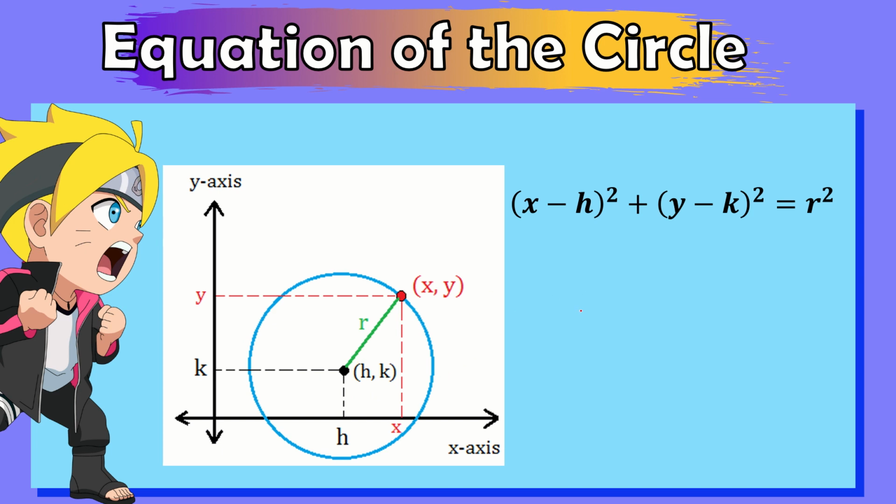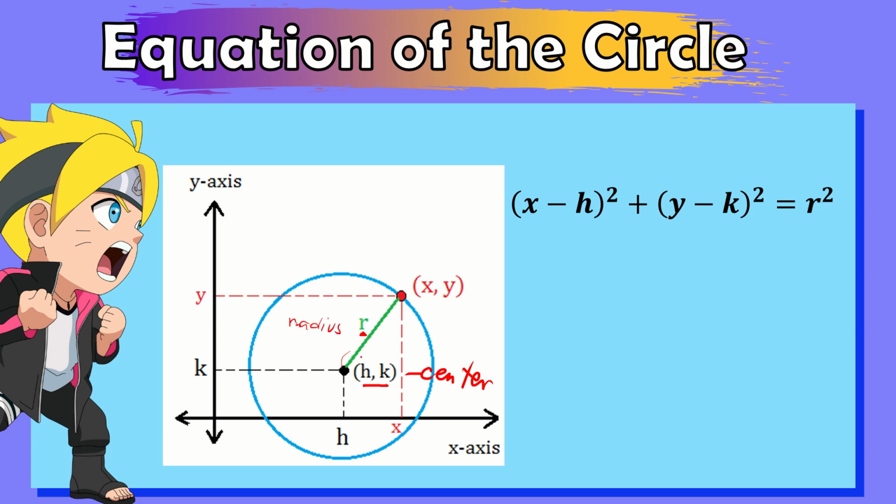Now, shown on the screen po is yung itsura ng graph natin. Yung blue line na to, this is the circle. Then, the black point sa gitna denoted by h and k, that is the center of the circle. Then, eto, yung green line denoted by r, so that is the radius.